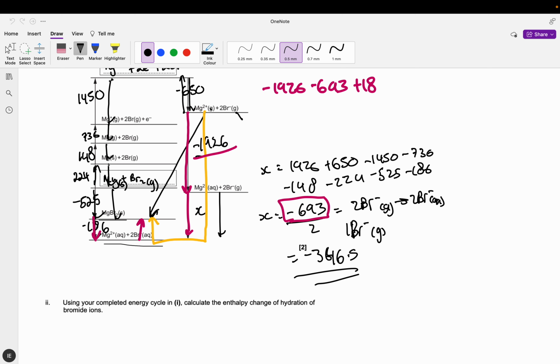So minus 1926 minus 693 plus 186. And that is your answer, minus 2433. And that should be your answer. Okay, I hope this makes sense. If you guys still have questions, just let me know now, and I'm more than happy to answer it.